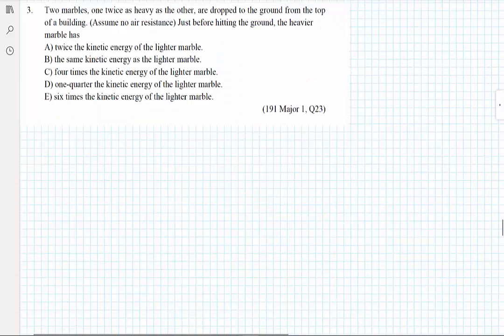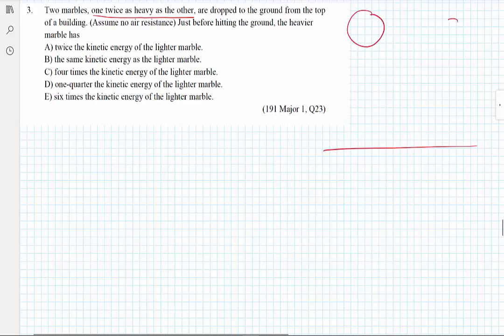In this problem, 2 marbles, one twice as heavy as the other. They are dropped to the ground from the top of a building. Assume no air resistance. So we drop 2 masses, A and B. The first one is twice the mass. So if we consider the second one is m, the first one will be 2 times m. This is the masses. And then we will drop them at the same time from the same height.